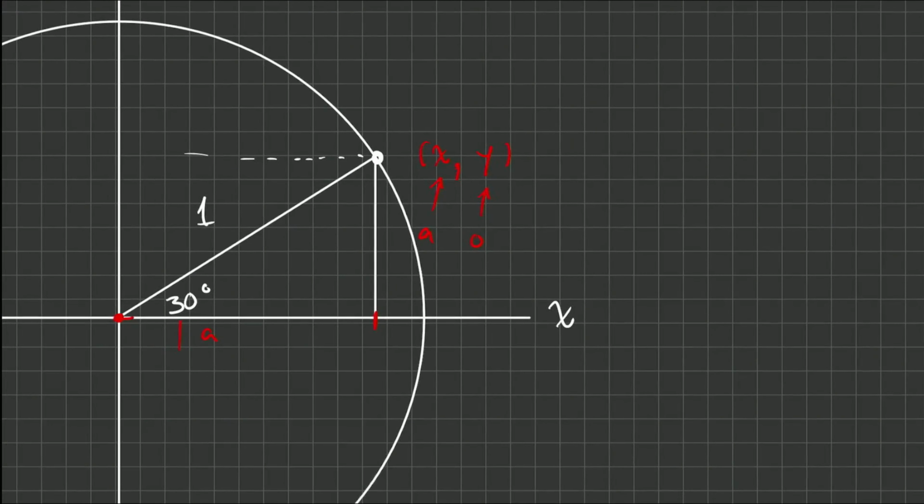So if we were to think about this coordinate point here, if we're labeling this triangle normally, this side here would be √3, or no, sorry, this side would be 1/2. And then the one across from 60 would be √3/2.